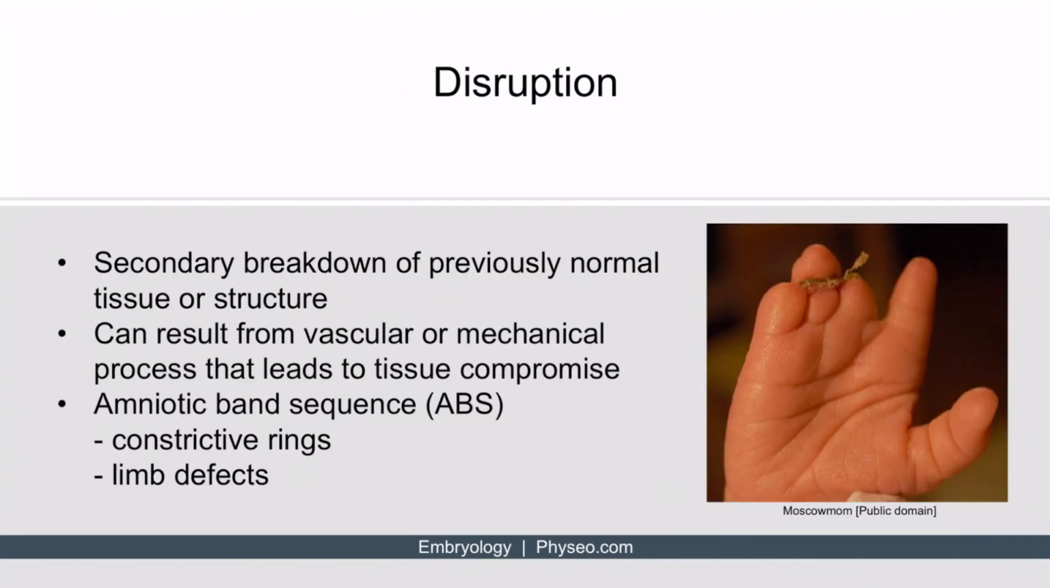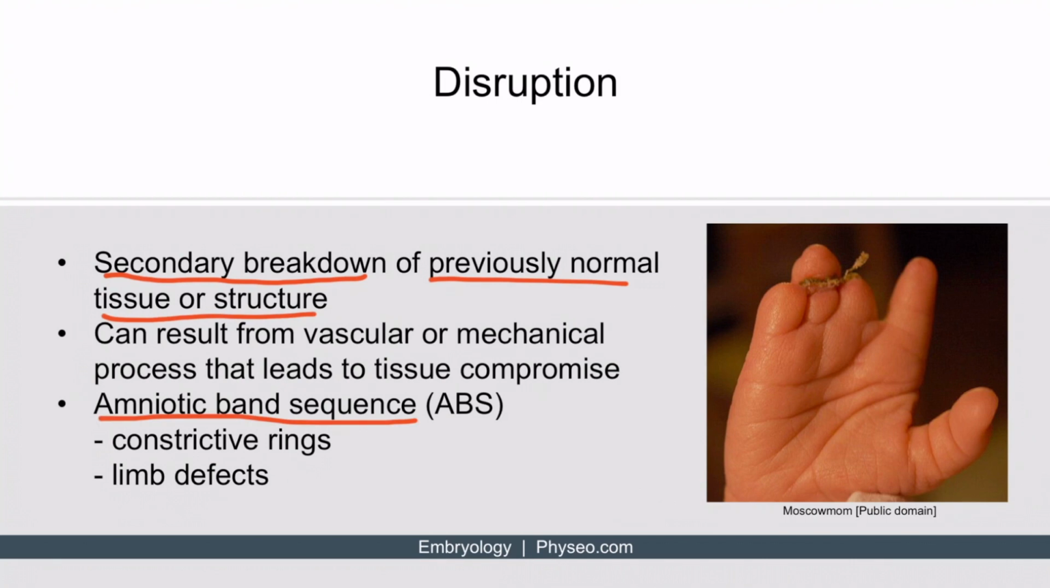Last but not least, we have disruption. Disruption is defined as secondary breakdown of a previously normal tissue or structure. It can result from a vascular or mechanical process that leads to tissue compromise. A classic example of this is amniotic band sequence, or ABS.